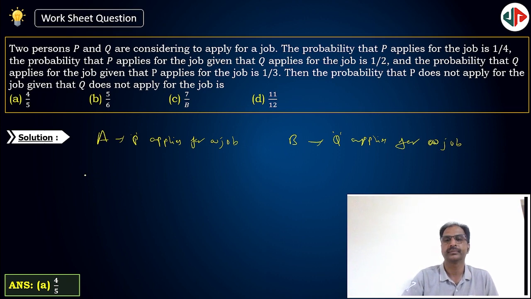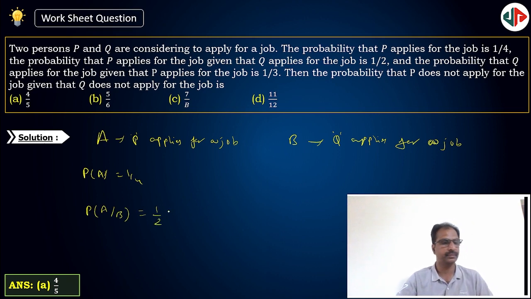Now, probability that P applies for the job means P of A is given as 1 by 4. Probability that P applies for the job given that Q applies for the job, that is P of A by B, is given as 1 by 2. Next, probability that Q applies for the job given that A applies, so P of B by A is 1 by 3.